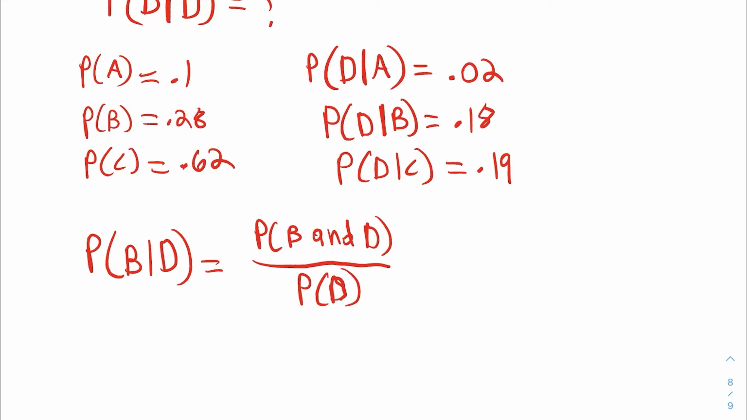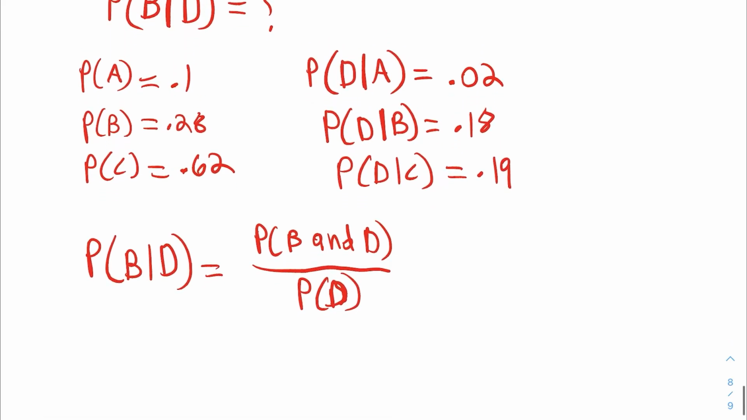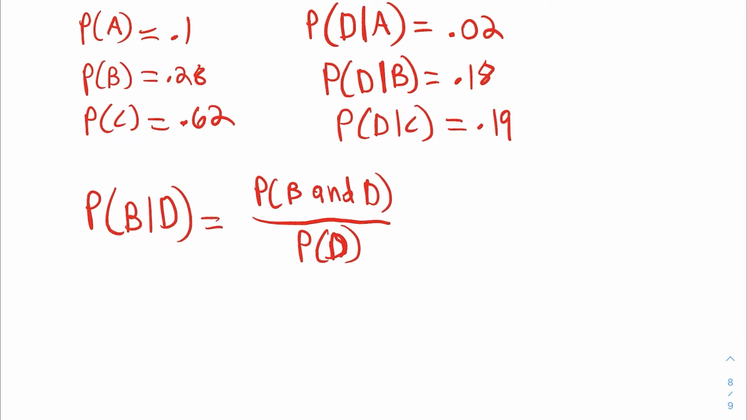Let's see here. Do they give us any of those? They didn't give us the probability of B and D, nor the probability of D. So we need to find those in terms of what's given. Well, I know one right off the bat: the multiplication rule for AND. If I want to find the probability of B and D, it's going to be the probability of B times the probability of D given B.